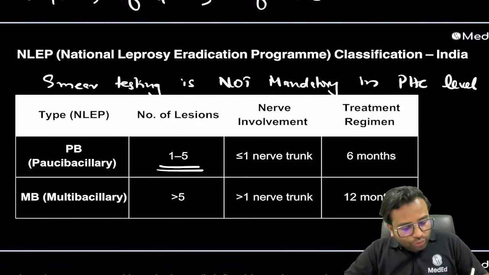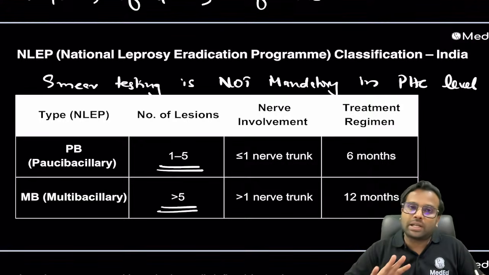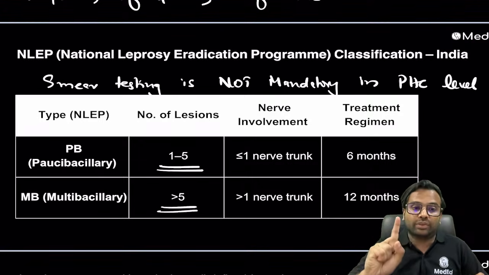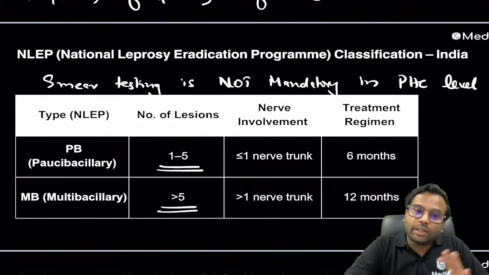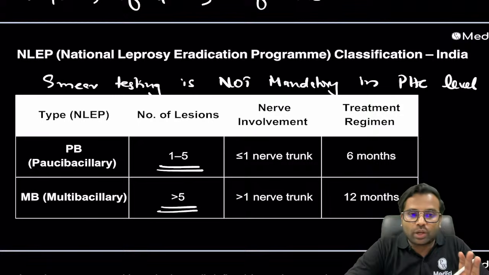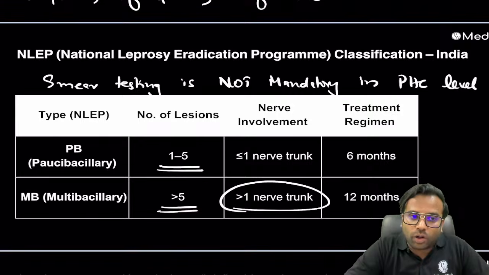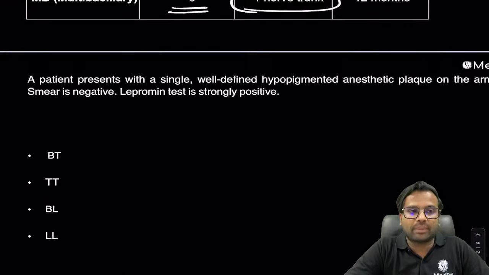If it is up to 5 lesions, paucibacillary; more than 5, multibacillary. If at least one nerve is involved, then what happens? It will change. Less than or equal to one nerve is going to be paucibacillary, and if more than one nerve is involved, it is going to be multibacillary type of leprosy. That is about the NLEP classification.